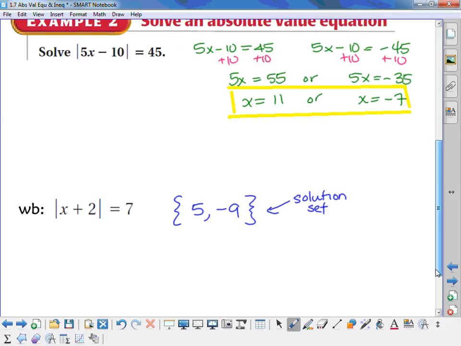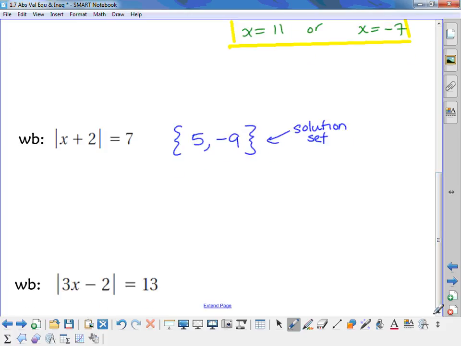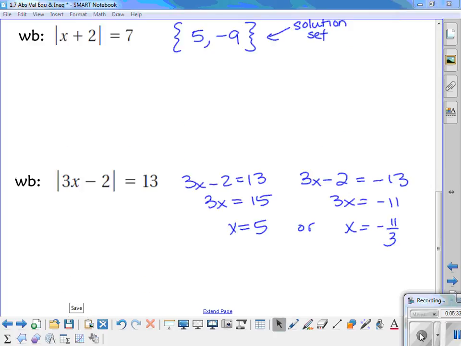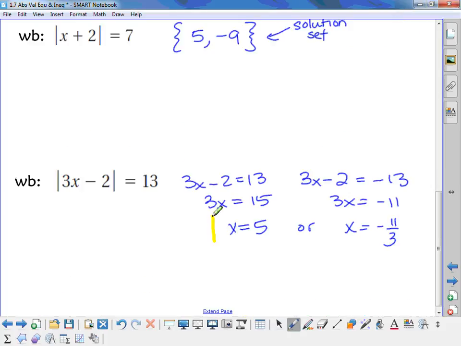Alrighty, how about that one? Let's go ahead and do that one too. Alright, so it looked like everybody was getting the right answer. A couple of little mistakes, but most of you figured it out. Any questions? Alright, moving on then.